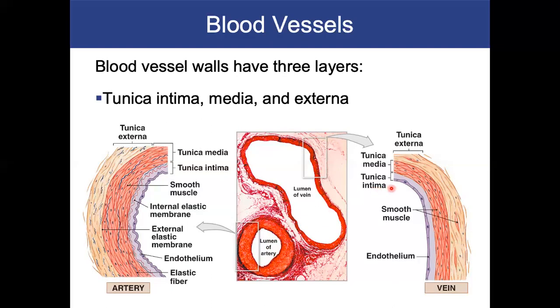Take a look at the vein. The vein has the same layers, the tunica intima, the tunica media, and the tunica externa. The difference is that the vein is really compliant. It's really stretchy and it doesn't hold its shape well. Blood can tend to pool in veins more because the veins are just sort of sitting there, right? The arteries hold their shape really well and they kind of push blood through the body, whereas the veins don't.